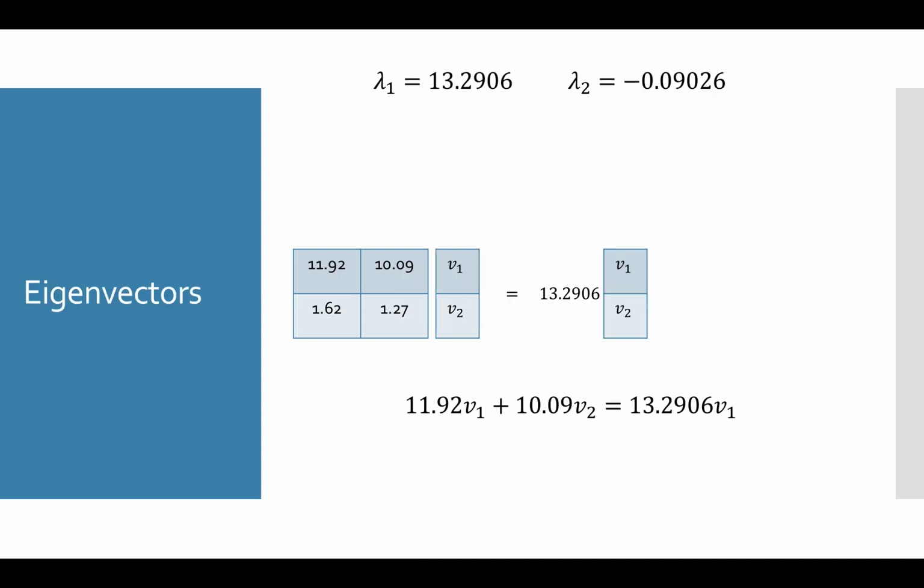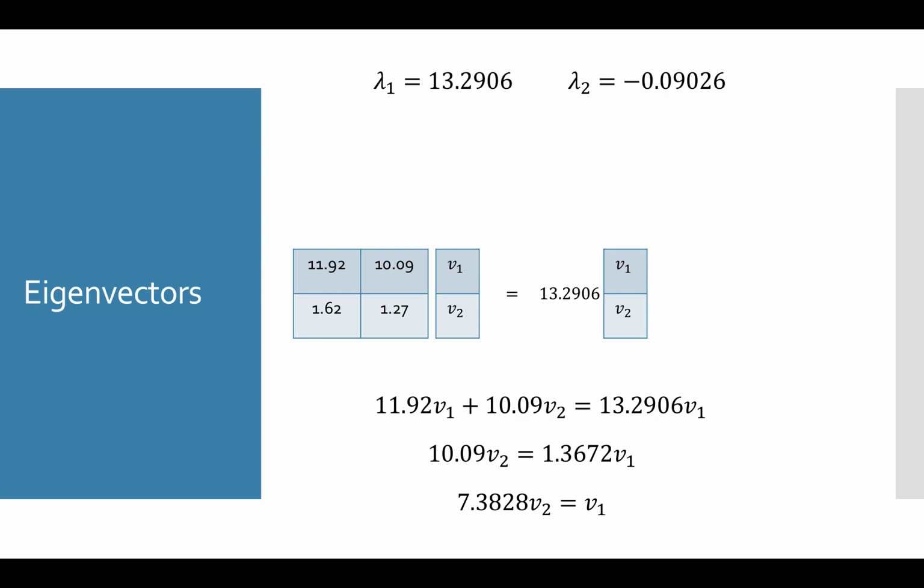We use this equation and we calculate lambda 1 and lambda 2. Now that we have lambda 1 and lambda 2, we need to figure out what the eigenvectors are. We start with lambda 1, and we use the top line here, and we find that v1 equals 7.3828 v2. So we create this vector where v1 is 7.38 and v2 is 1. Now we do the same thing with lambda 2, and we get that v1 is negative 0.84 and v2 is 1.